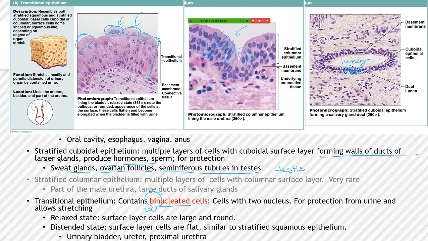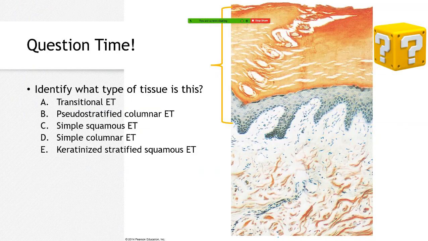Alright. So where would we find this? We'll find it in the urinary bladder. It fills up with urine. In the ureter, which also has urine passing through it. And also the proximal urethra. You may not know what proximal means, but you will know it in this unit and hopefully for the rest of the semester. Proximal means it's closer to the body. So it means just the beginning portion of the urethra. Alright, so that's the types of tissues.